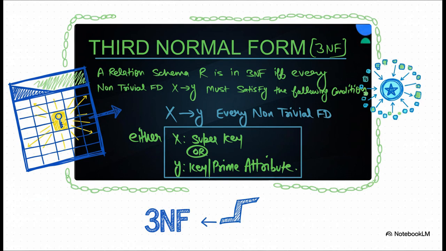For any dependency you find where X determines Y, one of two things must be true. Either the thing on the left, X, is a superkey, which basically means it can uniquely identify a row, or the thing on the right, Y, is part of a primary key. As long as one of those conditions is met, you're good. No more sneaky, indirect dependencies.